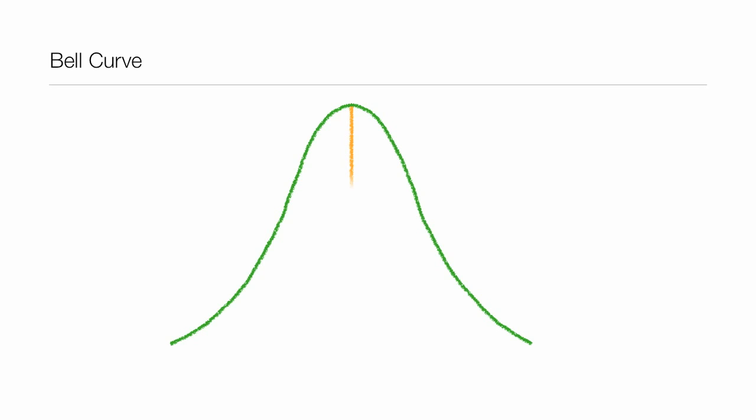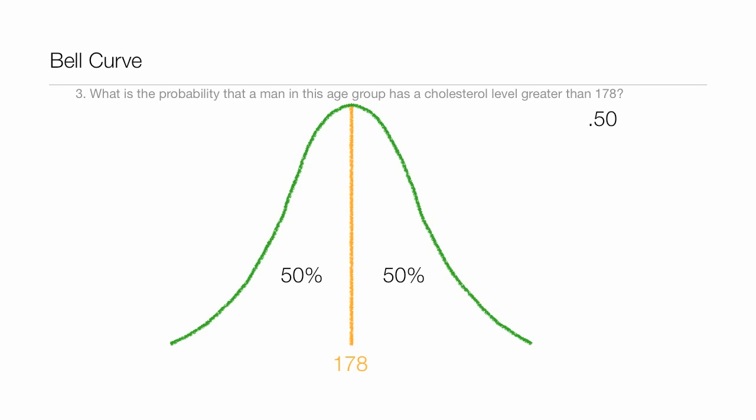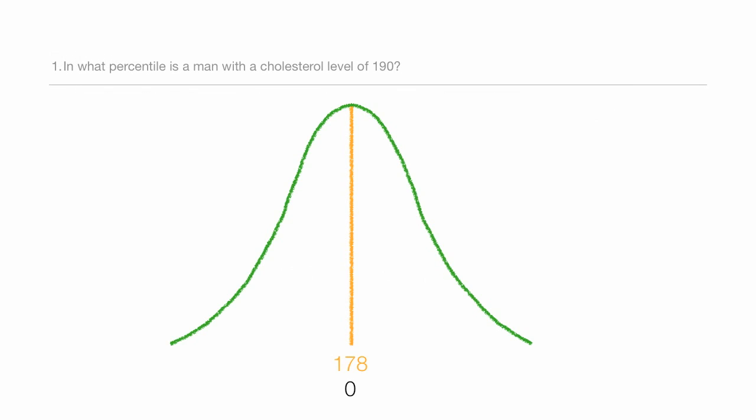The mean from the problem is 178. There's a 50% chance that an observation will be below the mean, and there's a 50% chance it's above the mean, which is the answer to one of the questions, which is number 3. What is the probability that a man in this age group has a cholesterol level greater than 178? It's 0.50, or a 50% chance.